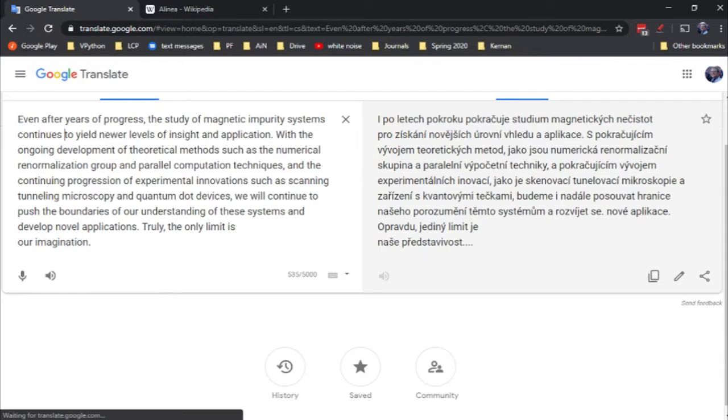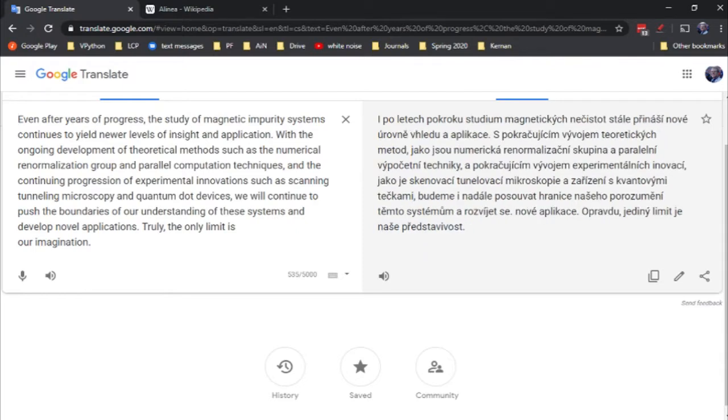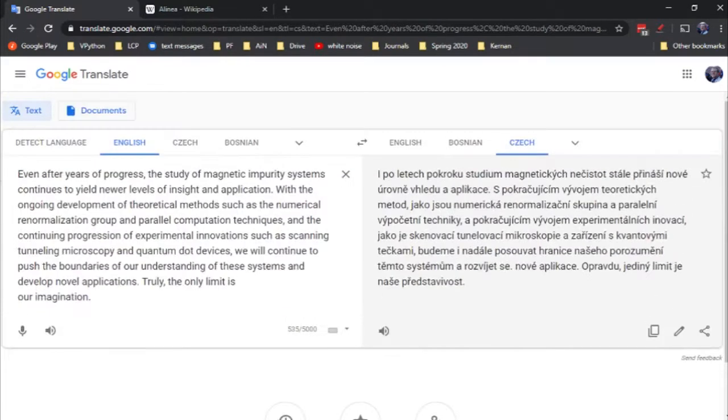I tried to have something that sounded inspirational at the end because the rest of it was so dry. Even after years of progress, the study of magnetic impurity systems continues to yield newer levels of insight and application. With the ongoing development of theoretical methods, such as the numerical renormalization group and parallel computation techniques, and the continuing progression of experimental innovations such as scanning tunneling microscopy and quantum dot devices, we will continue to push the boundaries of our understanding of these systems and develop novel applications. Truly, the only limit is our imagination.